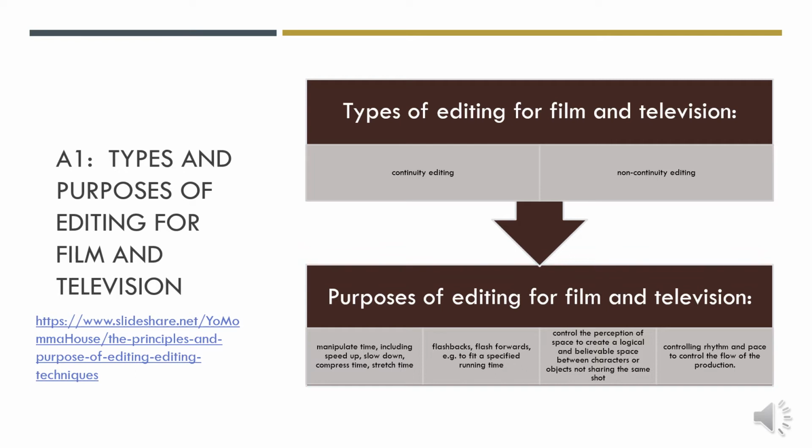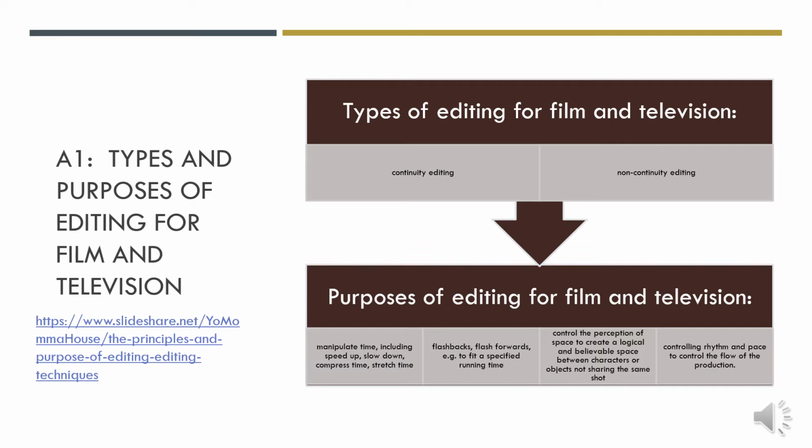Remember that. Control the perception of space and create a logical and believable space between characters or objects not sharing the same shot. A typical example of this is a telephone conversation in a film. You have one person on the telephone, and then they show you the other person on the telephone, and it cuts backwards and forwards between the two people. This is the perception of space. The audience knows that they are both speaking to each other, and the space is believable because the audience associates that space with a telephone conversation.